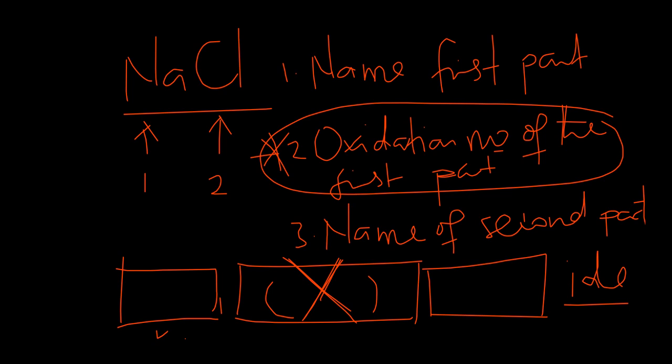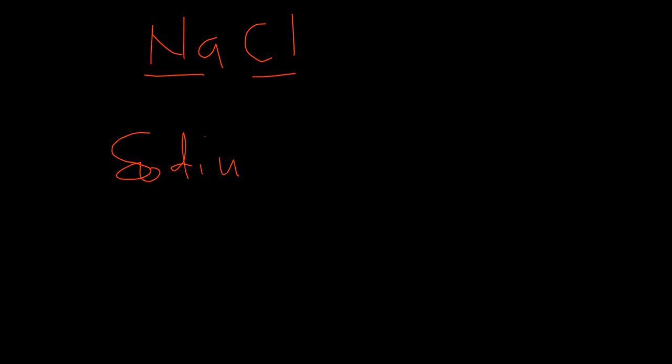So let's look at some examples. We start with sodium chloride, this compound. The first part we name, so the first part is sodium. Now the question is, do we bring a parenthesis in this case? The answer is no, because sodium has a fixed oxidation state. So we do not need to bring a parenthesis. We just need to go straight away to the chlorine and name the chlorine in its chloride form. So the chlorine will now be chloride. That's how you name this compound. It's sodium chloride.